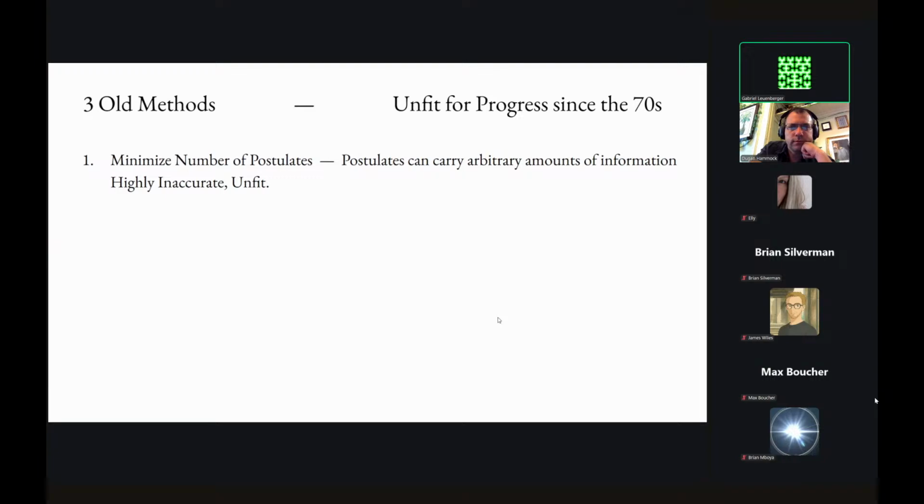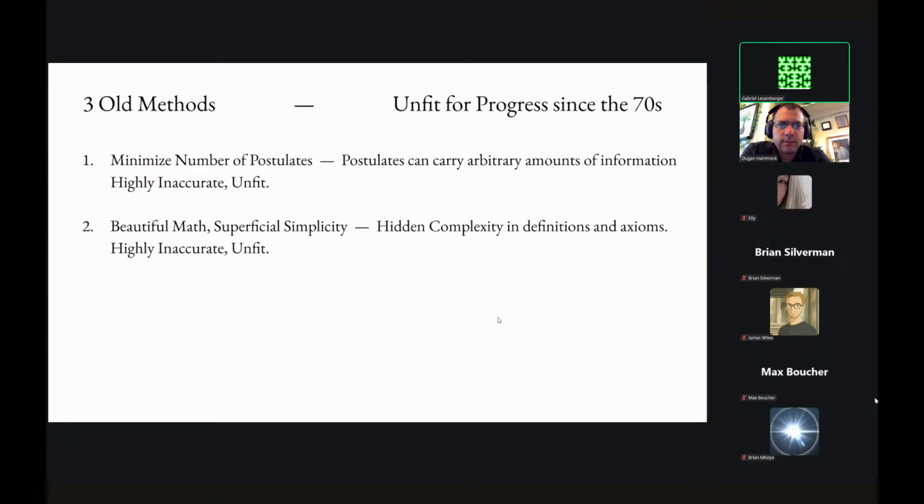So that doesn't work. And beautiful math. Judging simplicity by a superficial judgment of simplicity also doesn't work. I mentioned this earlier, right? We talked about this. There's also a bunch of hidden complexity in all your mathematical definitions, especially if you have a mathematical model made of some traditional mathematics and all that. So you would have to take all of that into account. So that also doesn't work.